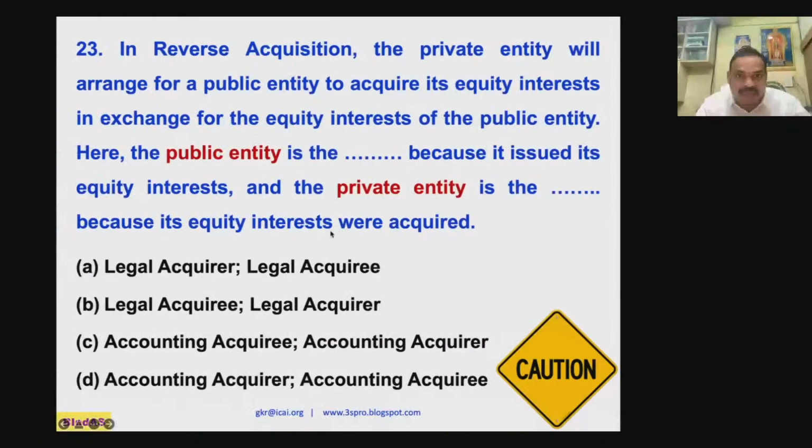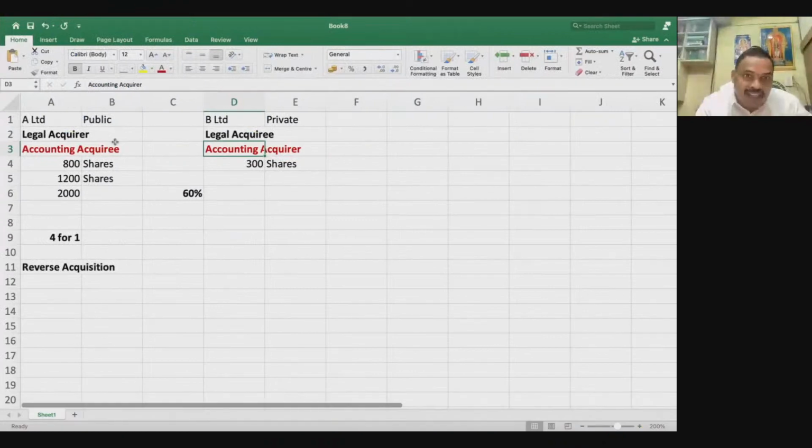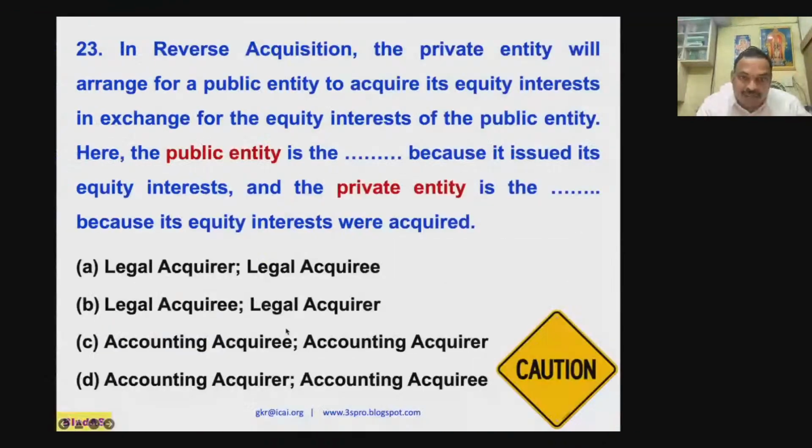So this question has two answers. What is the first answer? A. What is the second answer? C. Accounting acquiree, and B is the accounting acquirer. So C is also an answer. So 23 has two answers. Both are correct. So that is why I said caution. So please be careful.